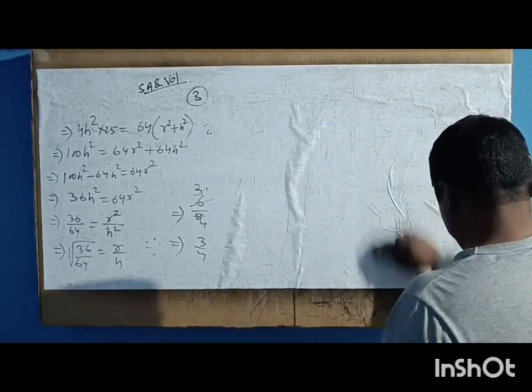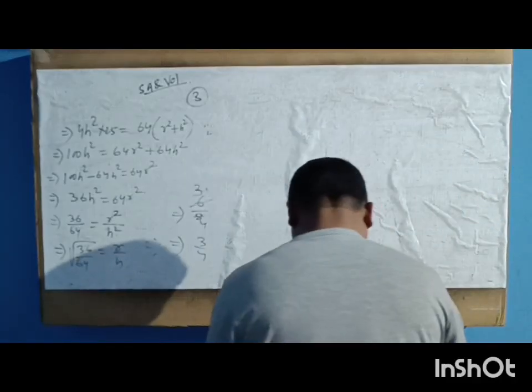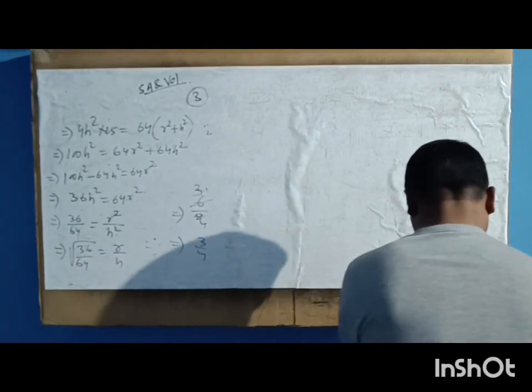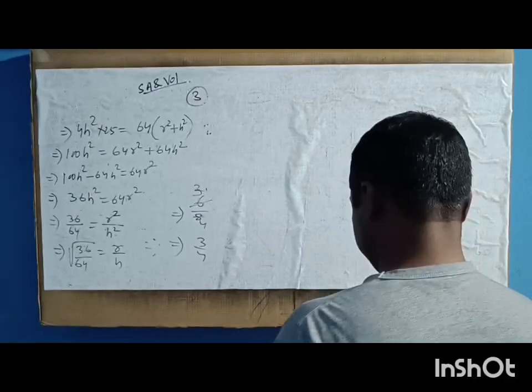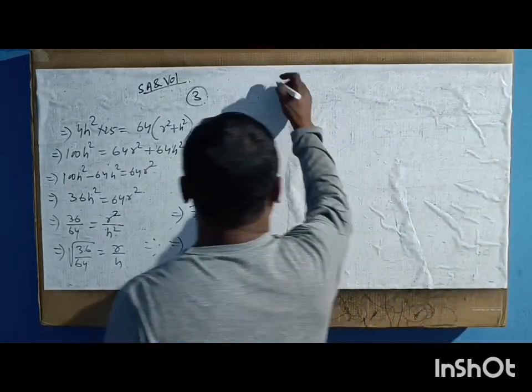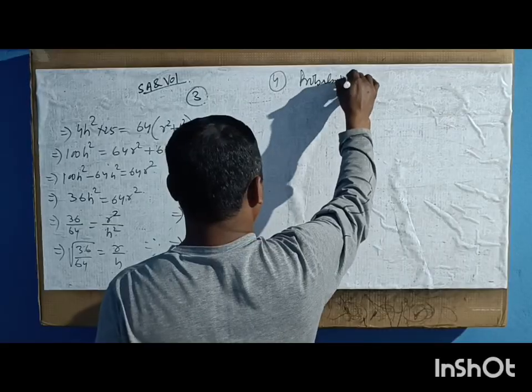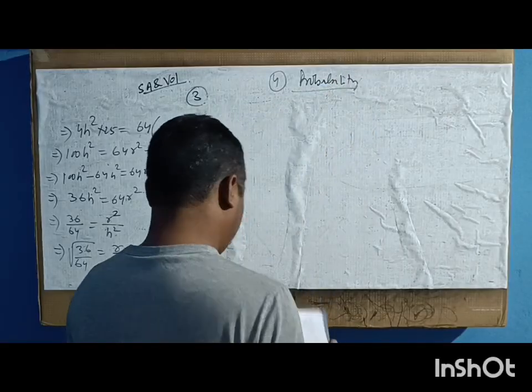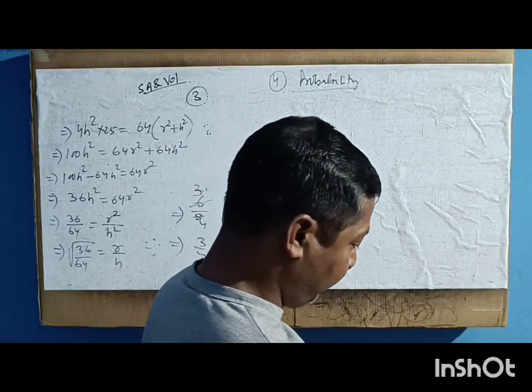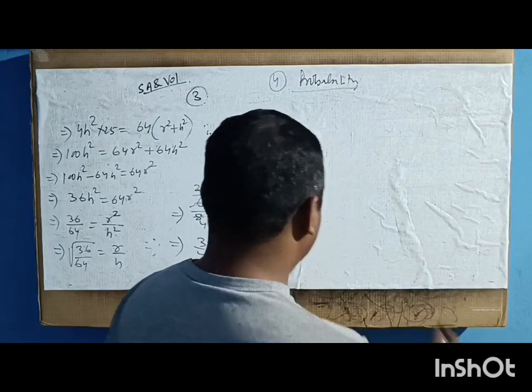Let's proceed to number 4. It is from probability. Number 4, probability. Okay, so the question is like this: a dice is rolled twice.